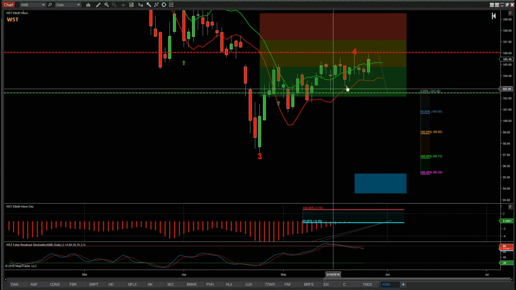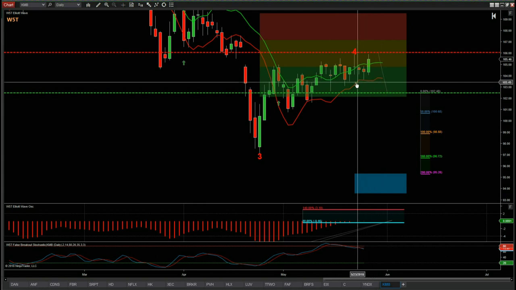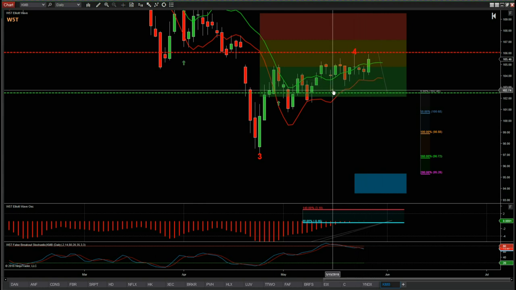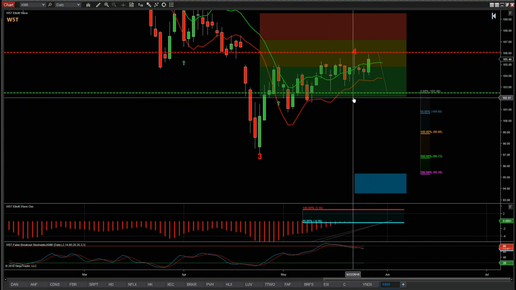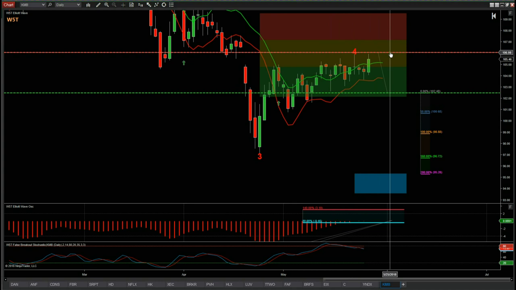102.48. So we are way below the 6-4 moving average low and just below the low of this doji candle here for this day, which was an indecision day. So we want to make sure we're going short below there. And the stop loss is just above the wave 4 high, 106.08.